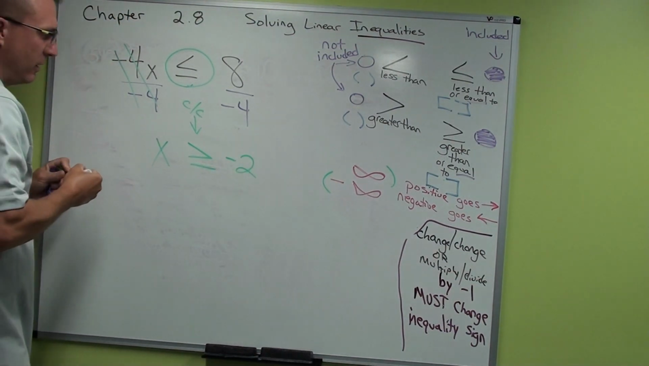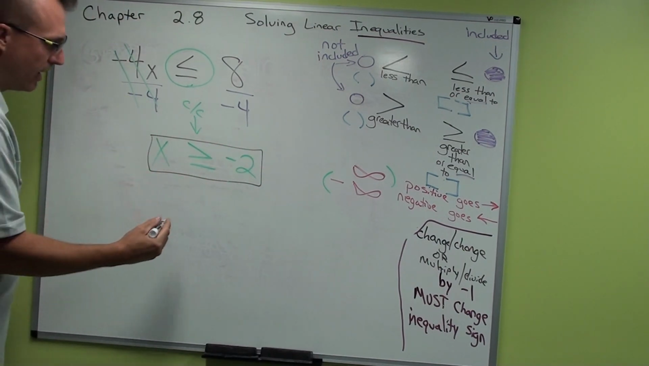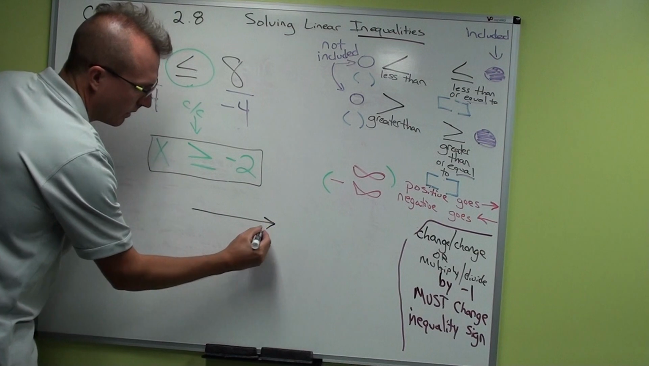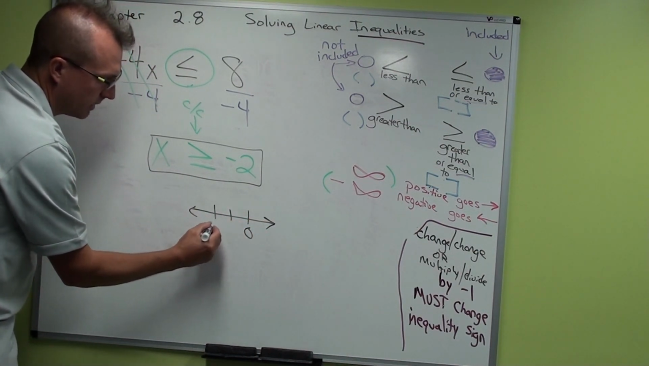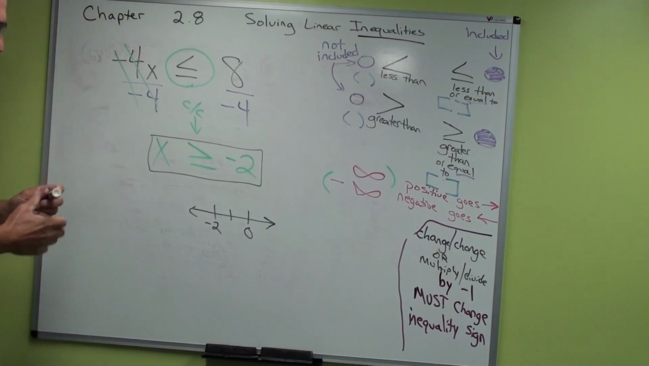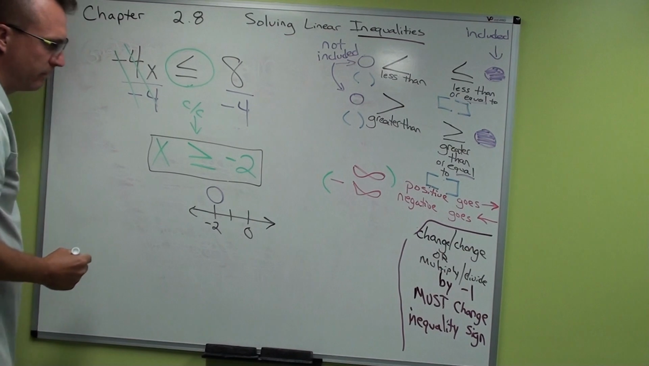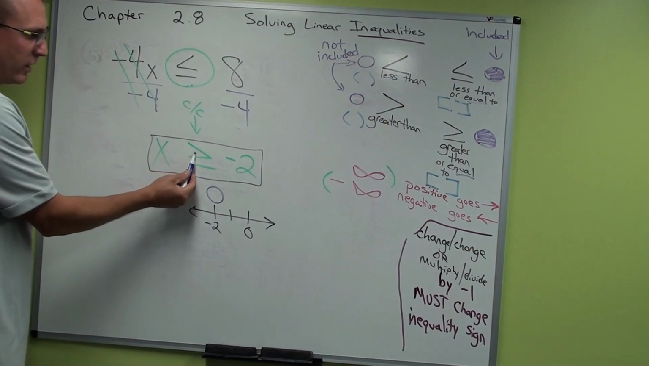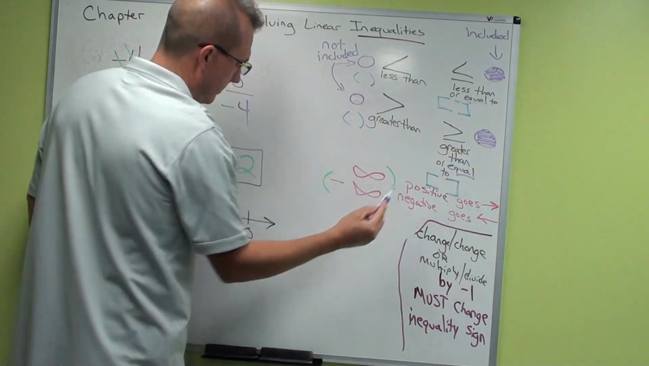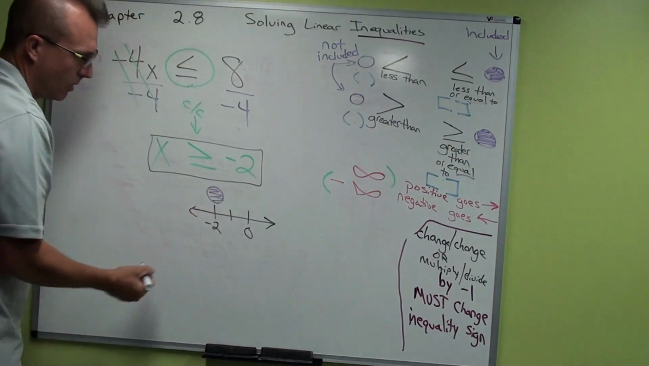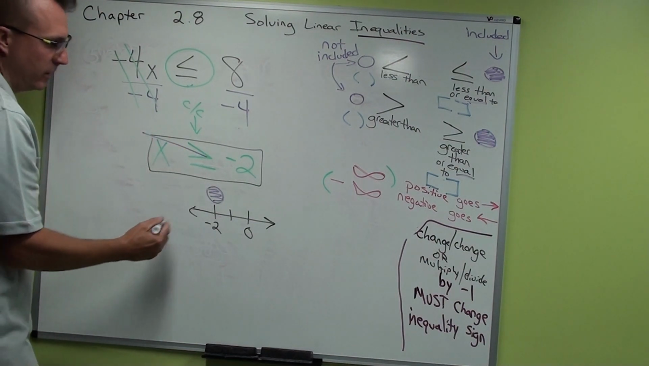Alright. Now we have that finished. There's our answer. Now we graph. Well, I have 0, 1, 2. That's negative 2. Put a circle at the top. This is greater than or equal to. We'll go over here. A greater than or equal to is a filled in. Fill it in. Which way is our arrow going? To the right.